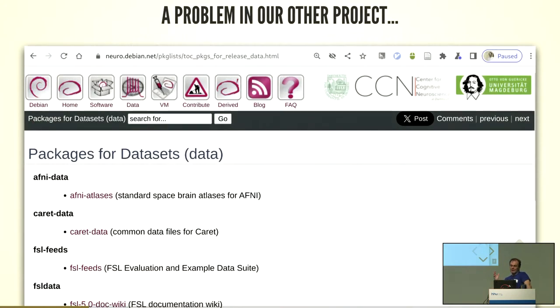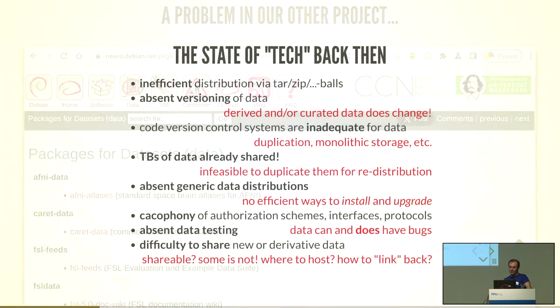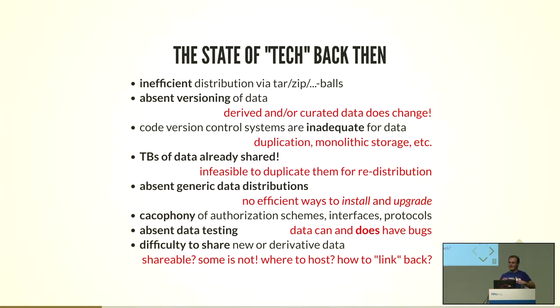Another use case we had: we have a project, NeuroDebian, where we manage and package neuroscience software for the Debian operating system, and we wanted to do the same for data. But the problem with data was that the technologies of distributed version control systems weren't good for data, right? You couldn't put tarballs into a version control system. You cannot manage data in tarballs. You change one README and what, a new gigabyte tarball? It doesn't work, right? So it was inefficient to distribute through tarballs, absent versioning of data.